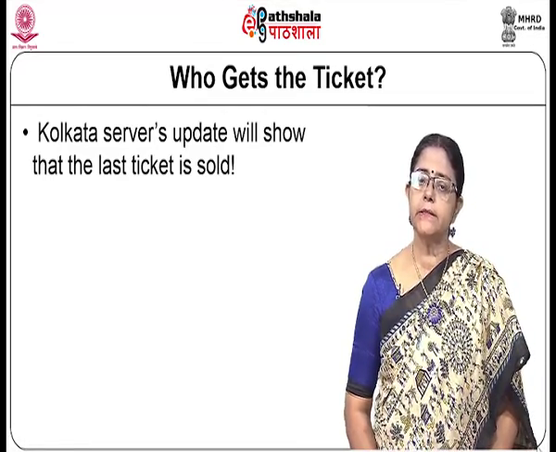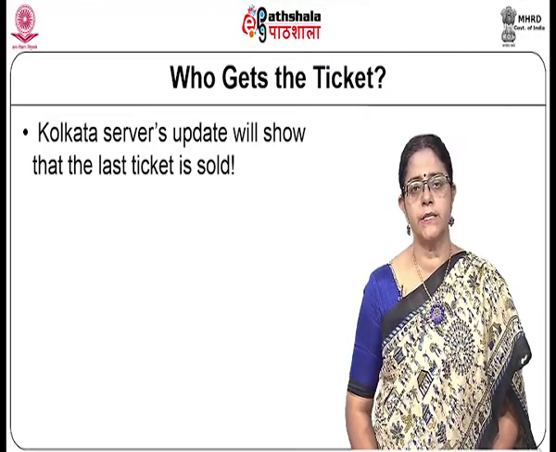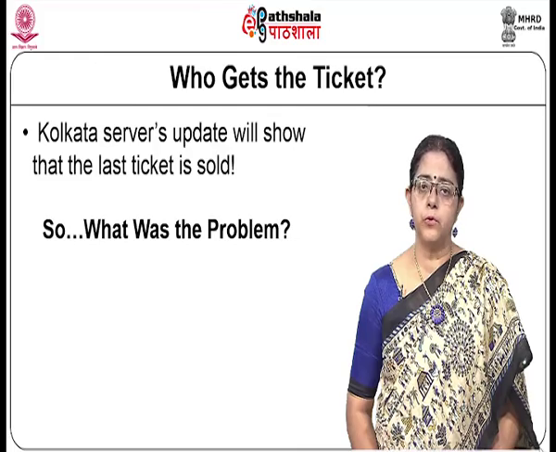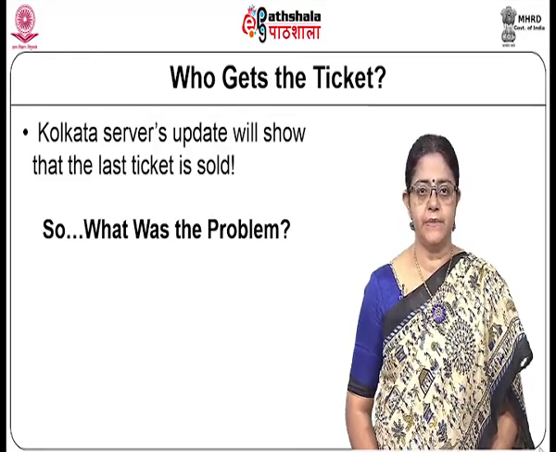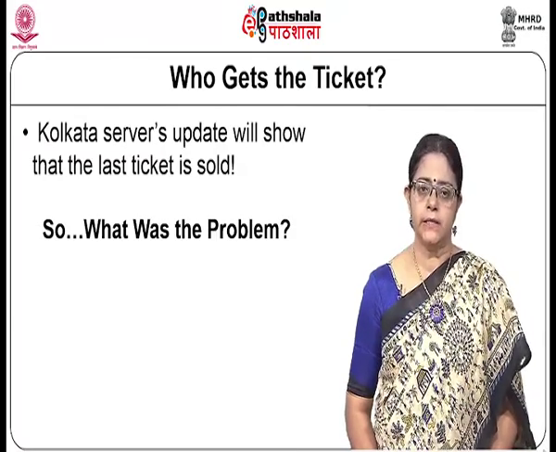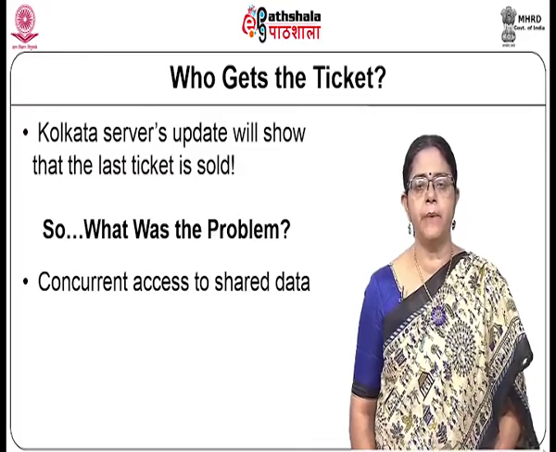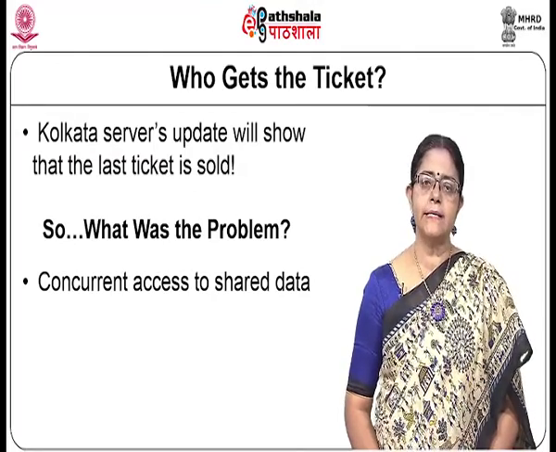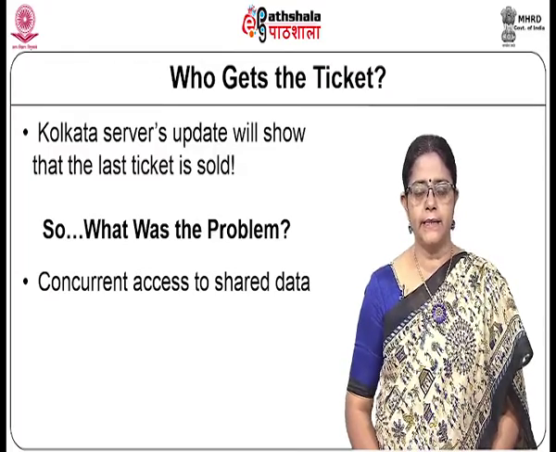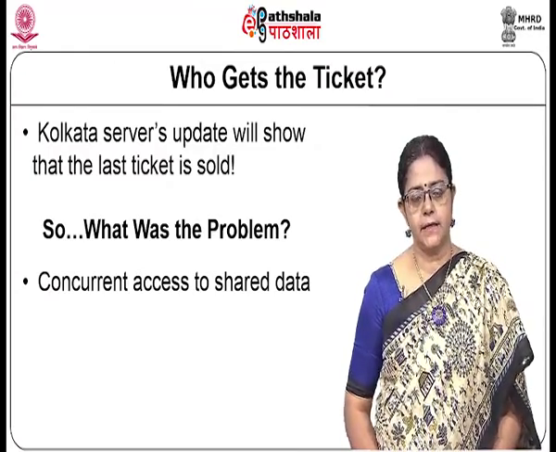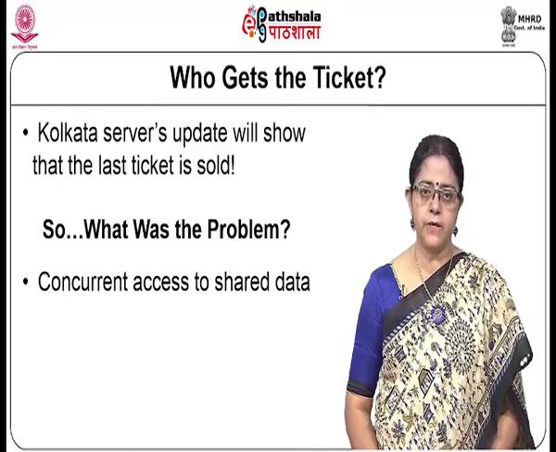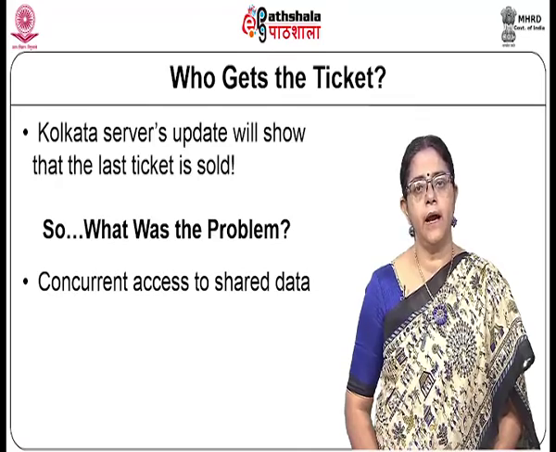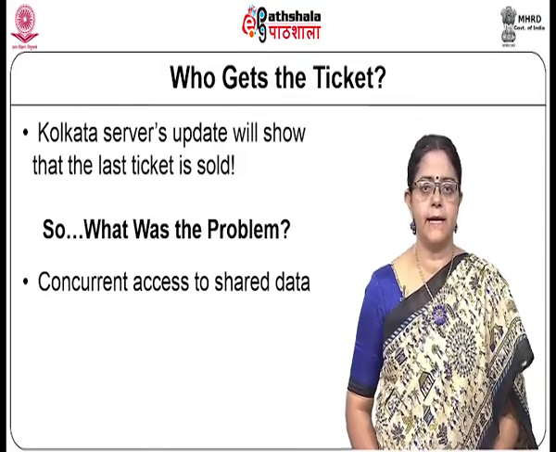The Kolkata server's data will show, at the end of this whole process, no tickets left, but the two people, Ram and Neeta, will be holding the same ticket, which is the last ticket. So, what happened actually? Let us look at why this has happened. This has happened because we have allowed the Chennai server as well as the Mumbai server to access the database server in Kolkata concurrently. This is called concurrent access to shared data. When data is shared among different servers or different entities, if they are accessing it concurrently, then they are getting updates which are not the current updates, and that is the problem.